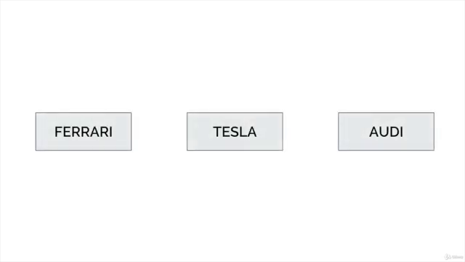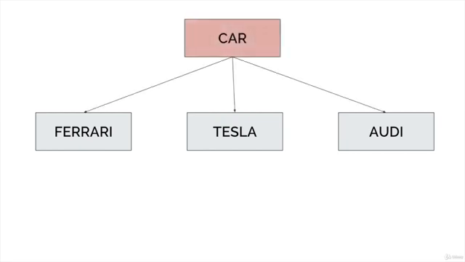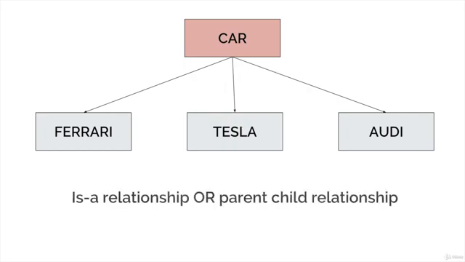To understand inheritance, I would like to take an example over here. Let's assume there are three cars: Ferrari, Tesla, and Audi. Now these three cars are of the type car. Ferrari is a type of car, Tesla is a type of car, and Audi is also a type of car. This type of relationship between Ferrari and car is also known as an is-a relationship, or parent-child relationship, or inheritance in the world of object oriented programming.